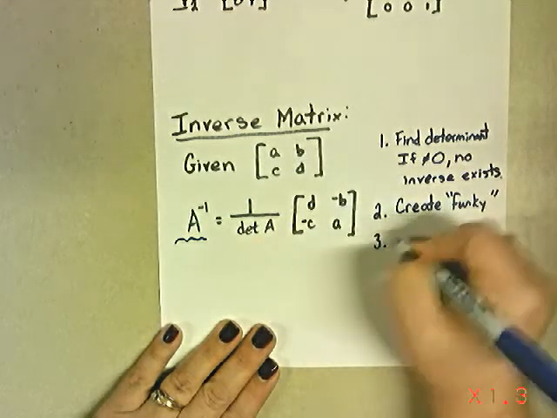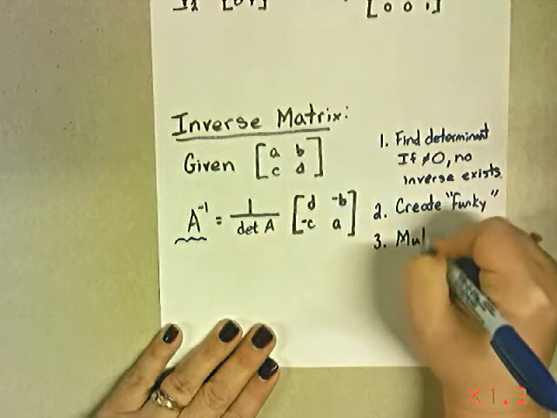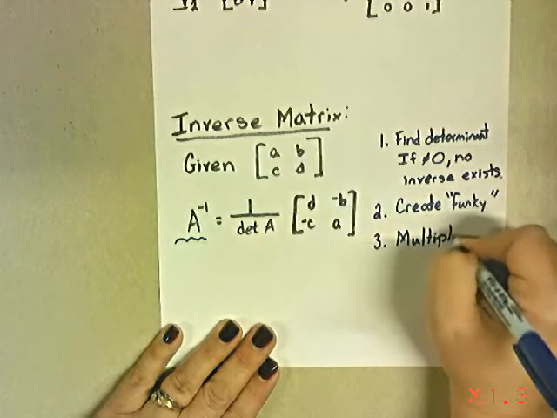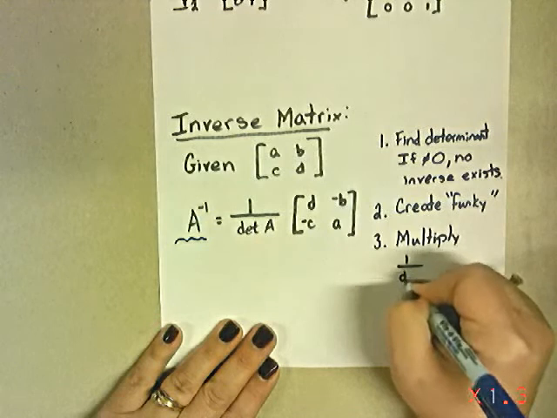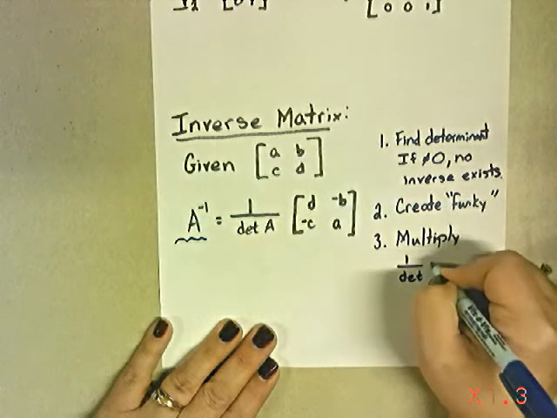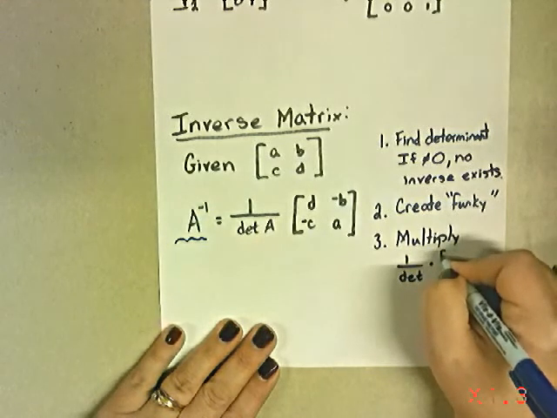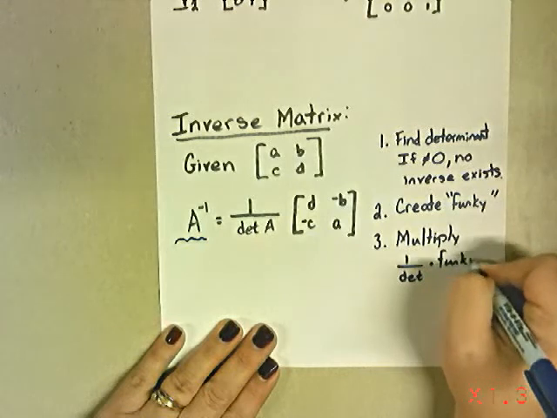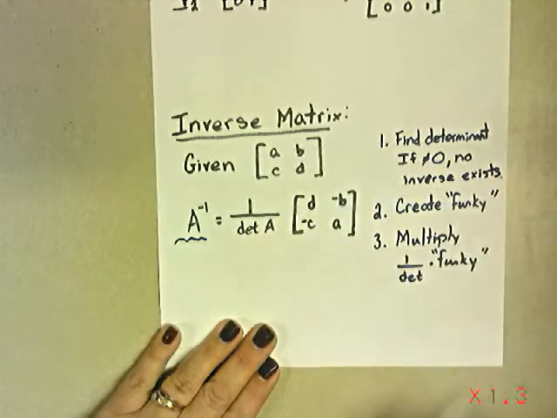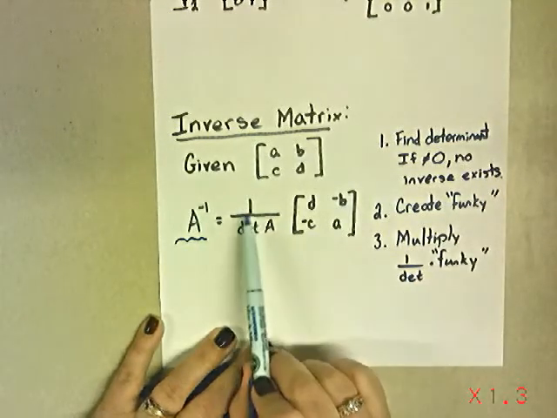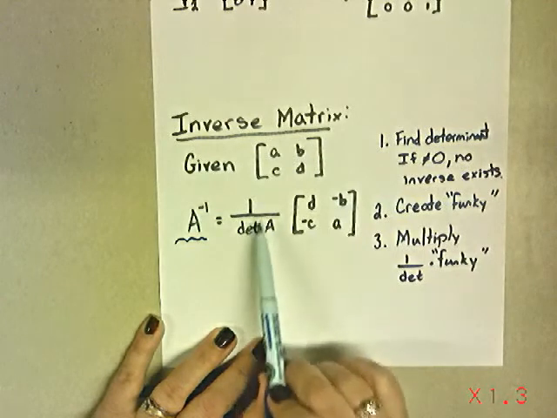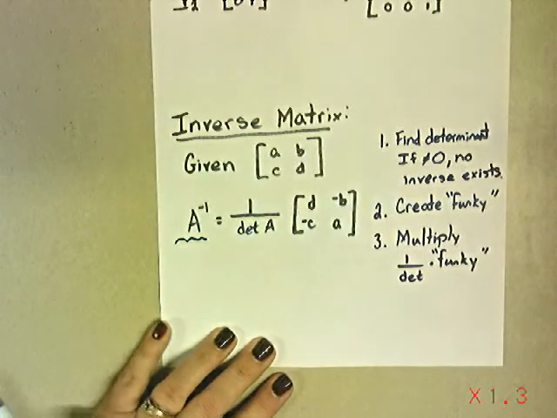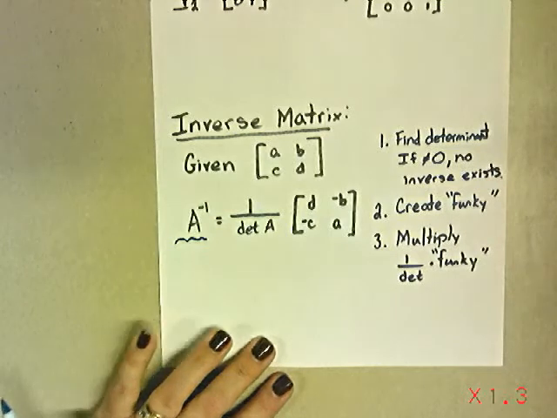Then step number 3 is that you're going to multiply 1 over the determinant times your funky matrix. And that's going to be scalar multiplication because this is just going to be a number. So you're just going to multiply each of these things by that 1 over the determinant.